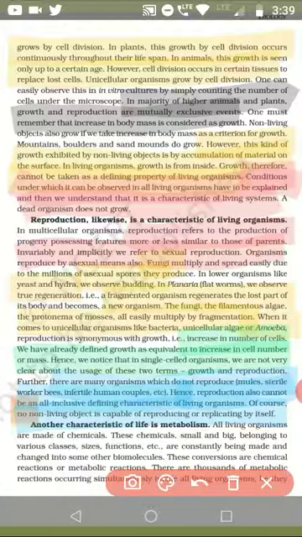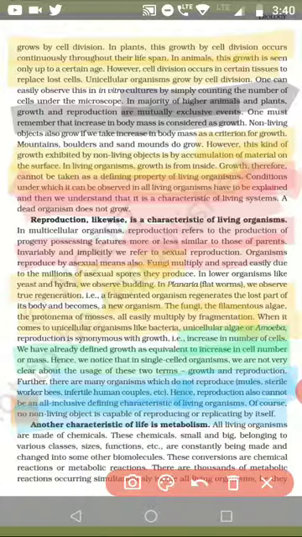Now let us understand the next, reproduction. Likewise, reproduction is also a characteristic of living organisms. Reproduction refers to the production of progeny from the parents. In some organisms, unicellular organisms, there is only asexual reproduction, meaning the organism itself can reproduce into a number of different organisms, and in higher organisms there is sexual reproduction taking place.